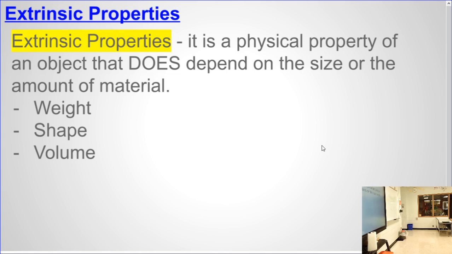All right. Extrinsic properties. First thing. Physical property that does depend on the size of what you got. So weight, shape, volume. All right. While you're getting that written down, I'm going to go ahead and make sure we get attendance in.